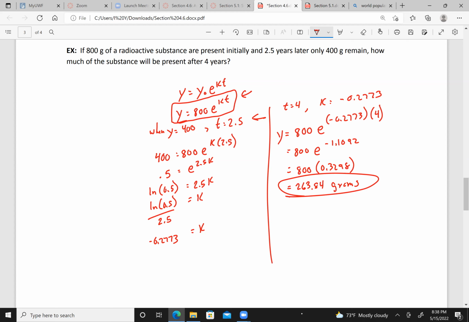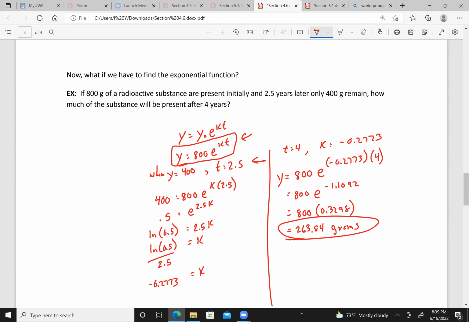That's how that works. This is how they calculate carbon dating. So that is all for this section.